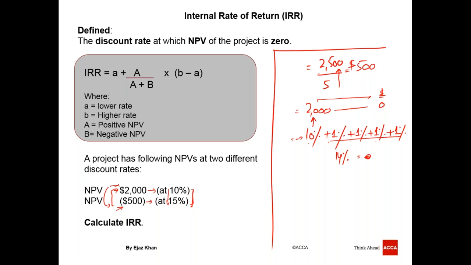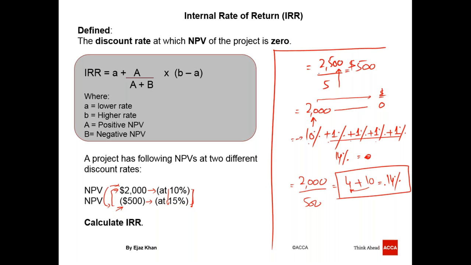Now, how we can calculate this 4 percentage points is very simple. 2,000 is what we need to change, and each change is equal to 500. So we have to change our discount rate by 2,000 divided by 500, which is 4 percentage points, and at the moment it's 10. So if we increase by 4, it will be 14%. So at a 14% rate, the NPV will be 0, and this is our IRR.